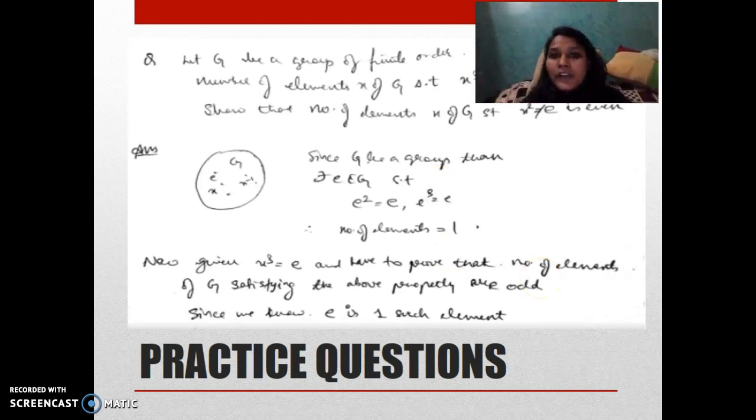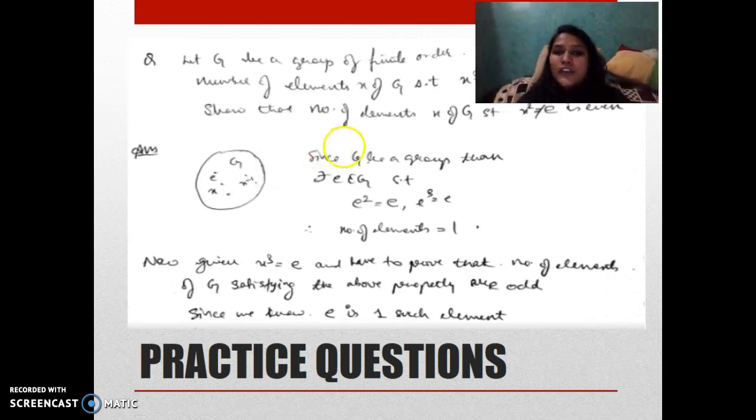So how will you show it? See, x is already given, and that x cube is satisfying e. So out of this 2n, one I have basically solved. If I can find a pair of x which also satisfies this property, then I can say that I found 3 elements: one identity, one x, and the pair of x. So now look at it. Suppose G is a group, then if x is there, then even x inverse will also be there. Now tell me what will be x inverse whole cube.